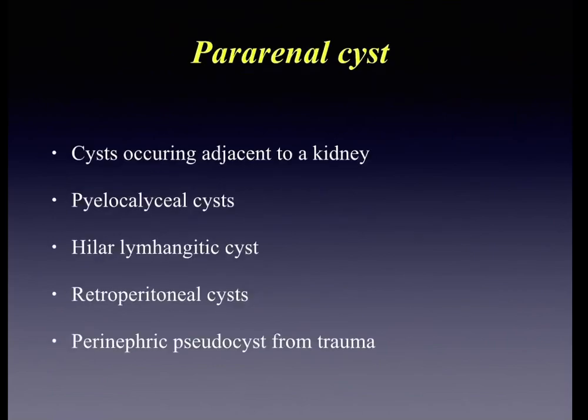So the last one is the pararenal cyst. So these are the cysts which are present in the tissue surrounding the kidney. They are occurring adjacent to a kidney. So it can be either a pyelocalyceal cyst or in the hilar region of the kidney, where it can be a hilar lymphangitic cyst, or it can be in the retroperitoneal region, which are nothing but the retroperitoneal cysts, or sometimes they can be a pseudocyst formation in the perinephric area, which occurs due to trauma.